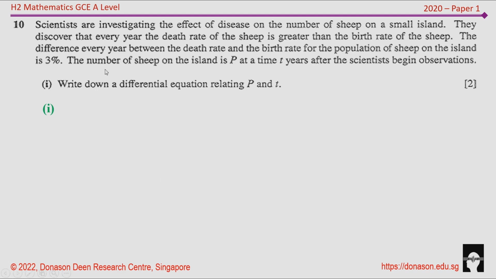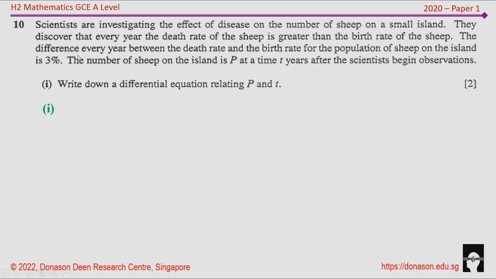Scientists are investigating the effect of disease on a number of sheep on a small island. They discovered that every year the death rate of the sheep is greater than the birth rate of the sheep. Of course, it means that if the death rate is greater than the birth rate, there is going to be a population decline.